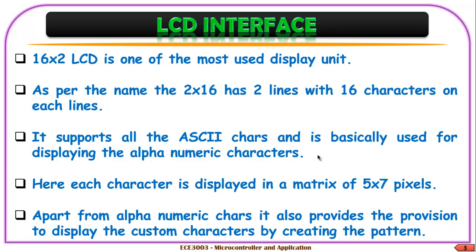One of the basic and most commonly used LCD types is called the 16x2 LCD. The name implies that it has two lines with 16 characters on each line. The 16x2 means that it can display content in two lines, and each line is capable of displaying 16 characters. So in total, I am able to display 32 characters at the same time on my LCD screen.